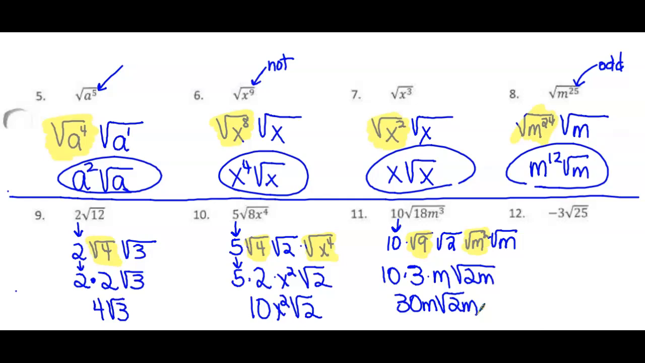Number 12. I see the negative 3. And then I see the square root of 25. Well, I'm lucky, because I realize that 25 is a perfect square. So I'm not going to rewrite anything with that. I'm going to say, okay, that's a perfect square. I don't want to rewrite it because it turns into a 5. So if you have any square roots that are perfect squares, you just simplify. And this answer would be negative 15.